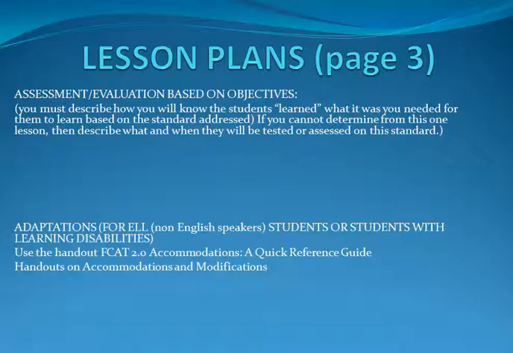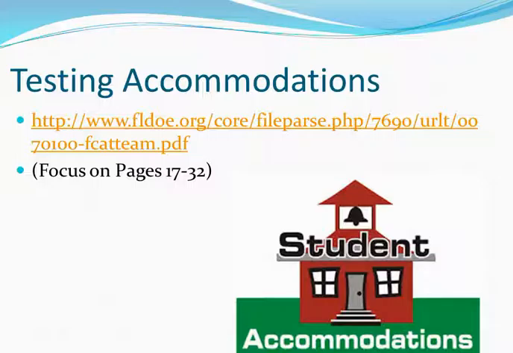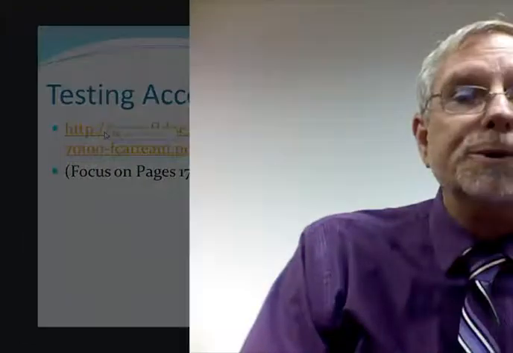Things that you can do here is to work on them in small group, extra time, work with them individually when you can. You can shorten their assignments. You can give them additional time. There is a document called the FCAT 2.0 Accommodations, a quick reference guide on accommodations and modifications. While this is for the old FCAT test, it is a modern list of accommodations. We will look at this particular page, and we will focus on pages 17 through 32.